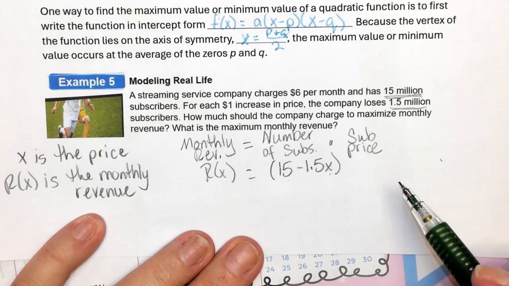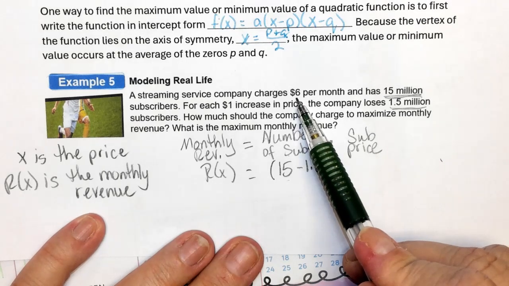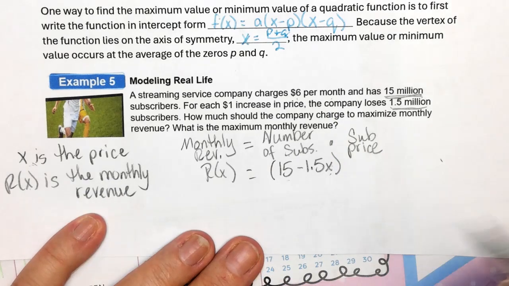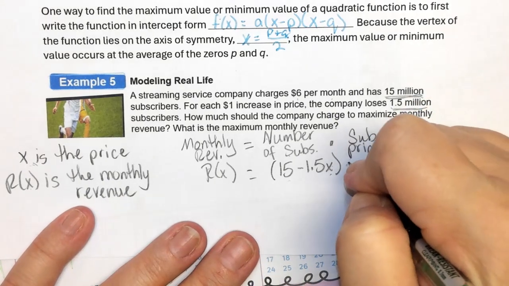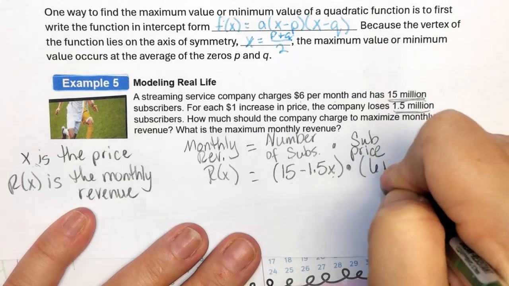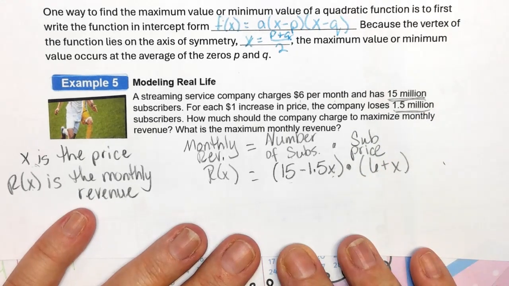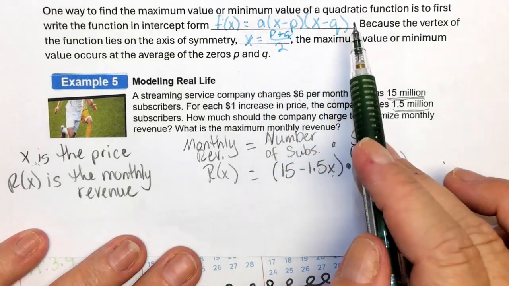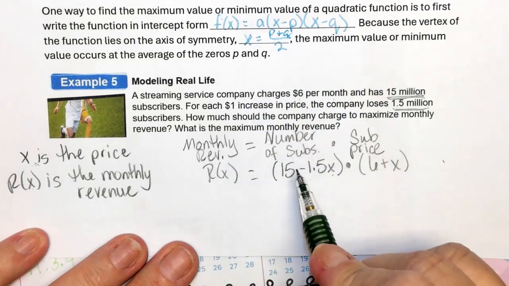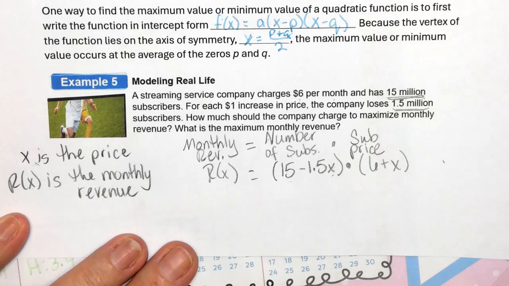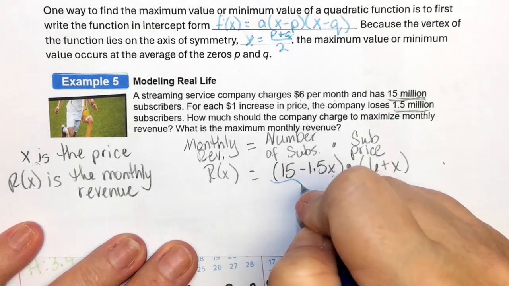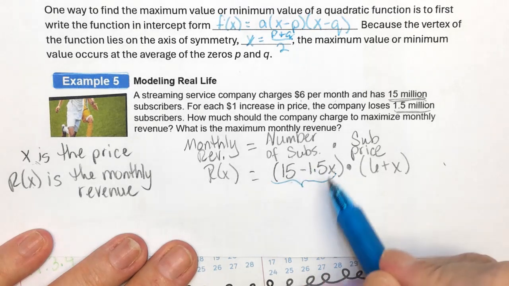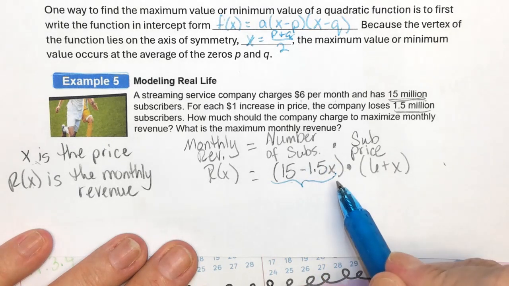All right, so what is the subscription price? Right now it says it charges $6 per month. Remember, month is our x. So we're going to multiply this by 6 plus x. Remember, we wanted to try and get it into this format. Yes, I know this is a little extra, but you will be okay. You know they love to throw in these kind of word problems, so just hang in there.